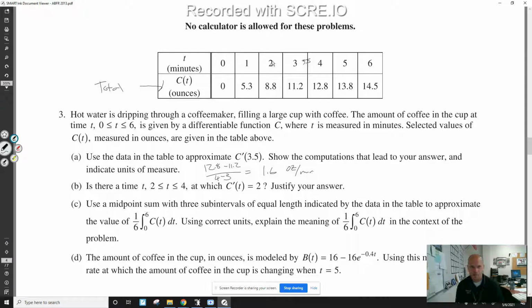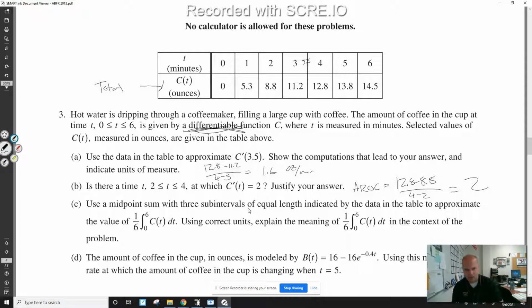Mean value theorem, 2 and 4. I'm not going to write all the things out, but you're told that the function is differentiable. You can use the mean value theorem. Mean value theorem says there must be a tangent slope that equals the secant slope over your interval. Secant slope is the average rate of change. 12.8 minus 8.8 over 4 minus 2 equals 2. I'll just say it. There must be some time between 2 and 4 where C prime of t equals 2 by the mean value theorem since the function is differentiable.